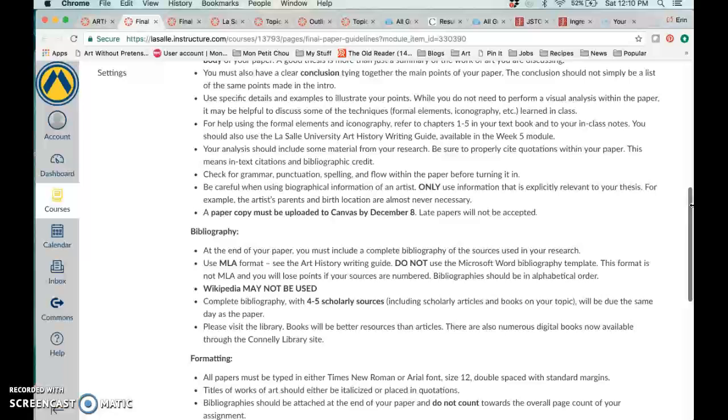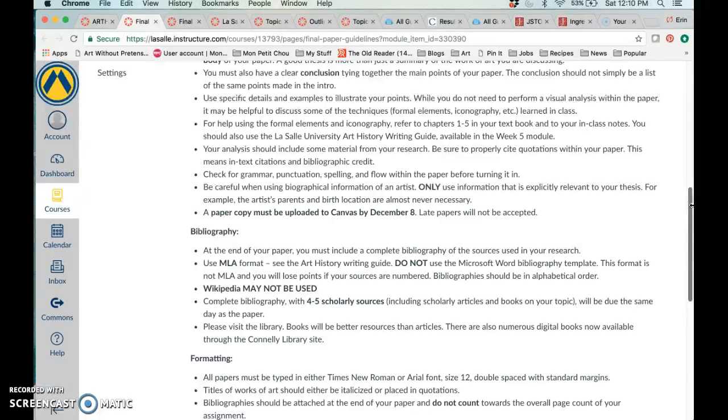Be very careful of including biographical information on the artist. These are not biographies. I know that was a component of the wiki pages, but in a research paper like this, there is only a very small portion of biographical information that will typically be relevant. Some of these papers, the topics will include some biography, and in others, biography will not play in at all. So I want you to be thoughtful about it.